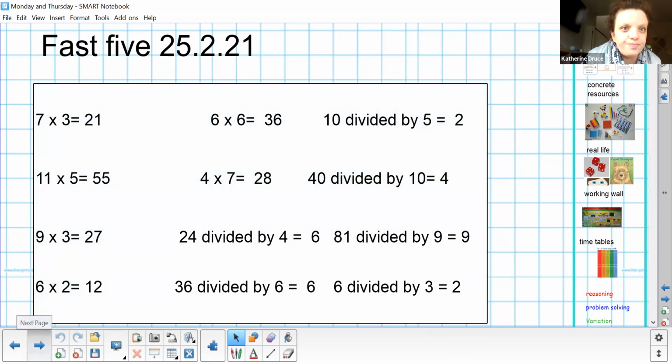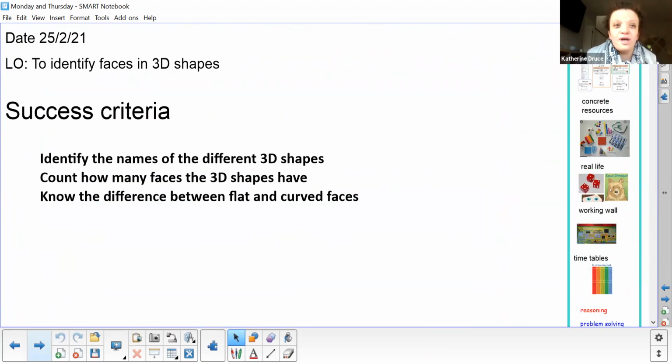Right, let's move on. So today, we're going to identify faces in 3D shapes. We're going to make sure that we know the names of our different 3D shapes, and link that to how many faces the 3D shapes have, and know the difference between the curved faces and the flat faces. So to help us out to start with this morning, I went around my house and I'm going to stop sharing so I can show you properly.